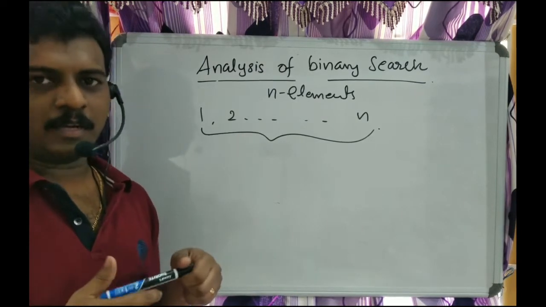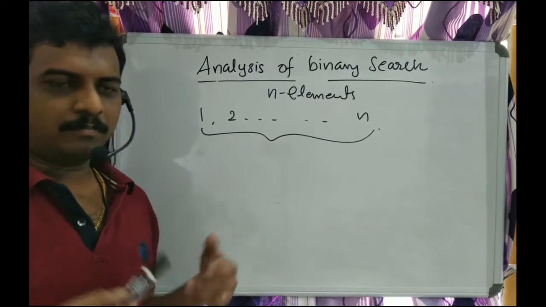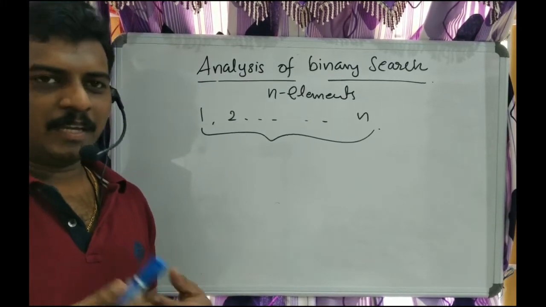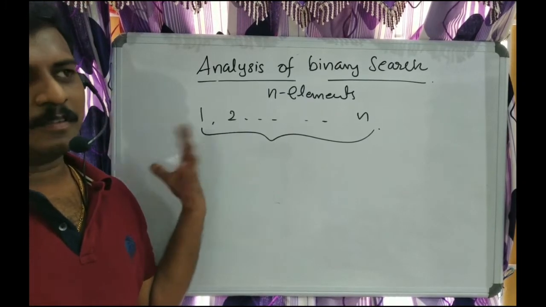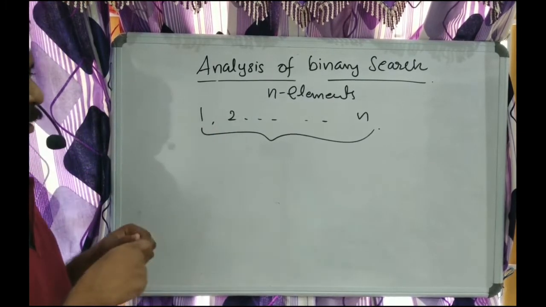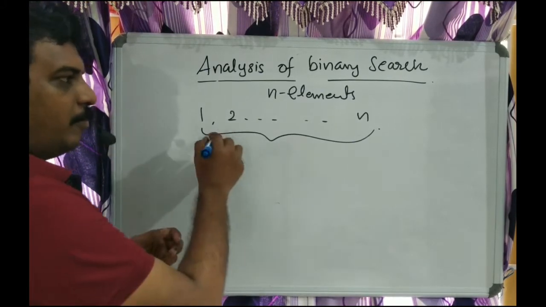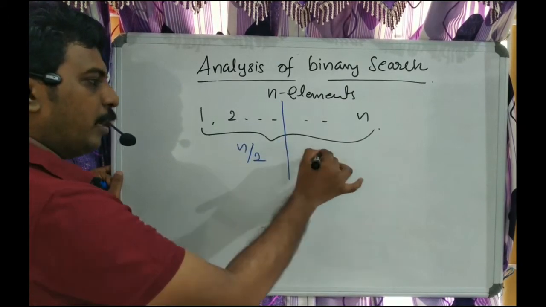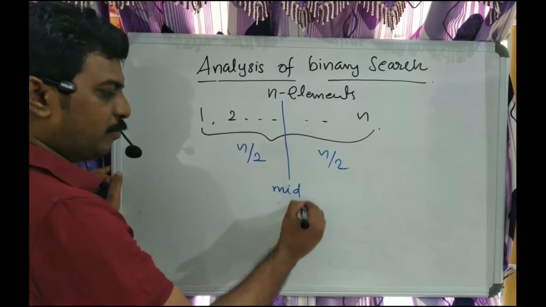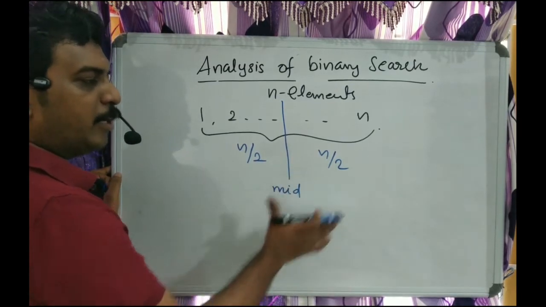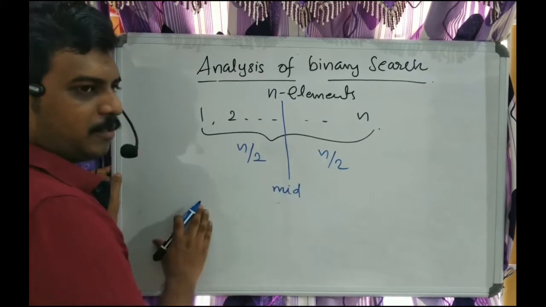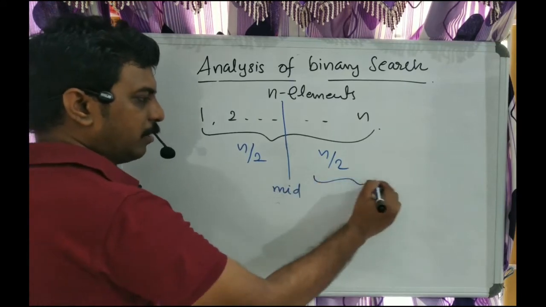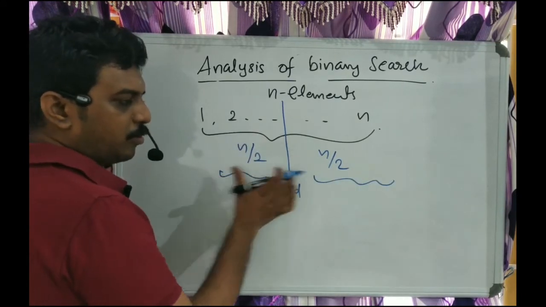Then we can solve this recurrence equation by using any method, either the master's theorem, the recursion tree method, or the substitution method. By applying any of these methods, we can find the complexity of this binary search algorithm. So we know how binary search works. We have an array with n elements. We divide the array by finding the middle element, so the array is divided into two almost equal halves. Either we take this portion or this portion, not both.